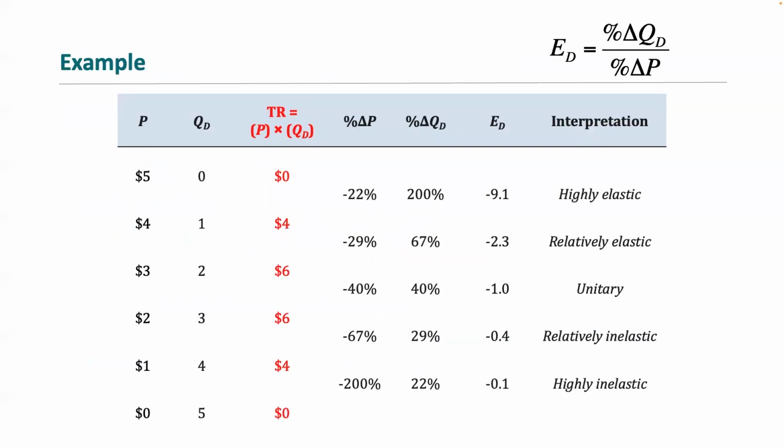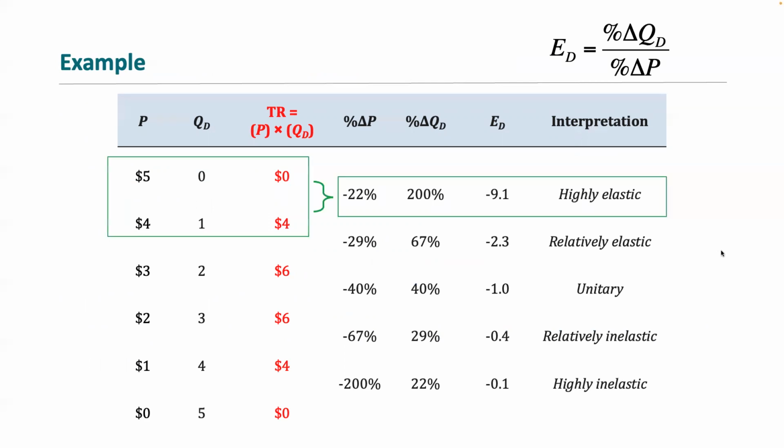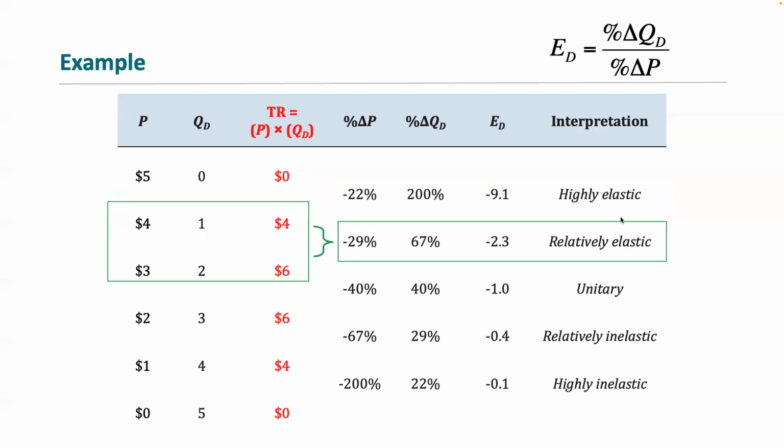This is an example that's using that percent change in quantity demanded over the percent change in price formula. And it's showing you what happens as prices go from anywhere from $5 per drink all the way down to giving out free drinks. So you can see here that when we move from $5 to $4, it's a 22% decrease in price. It's a 200% increase in the quantity demanded. It's highly elastic. In this case, from $4 to $3, it's a 29% change in price, a decrease. A 67% increase in demand, it's relatively elastic.